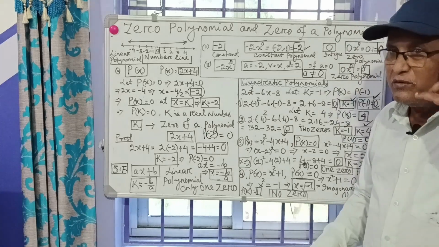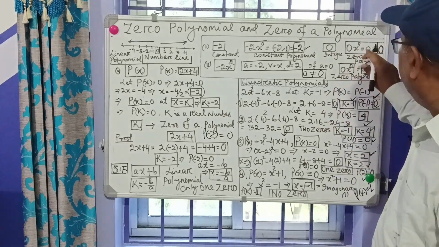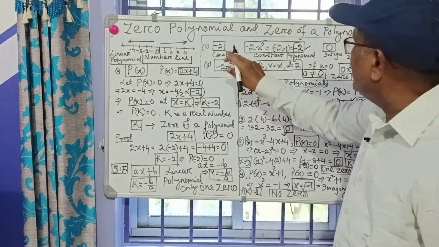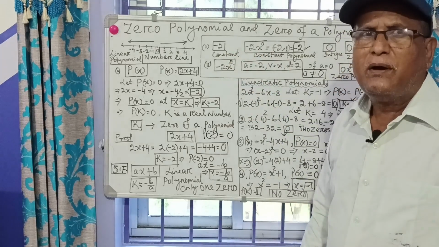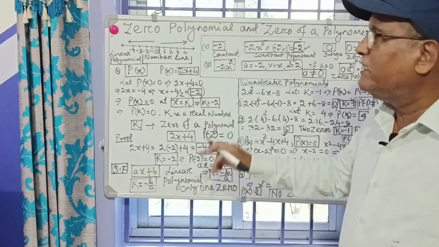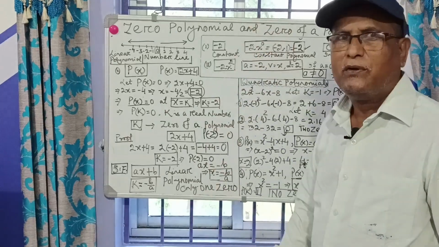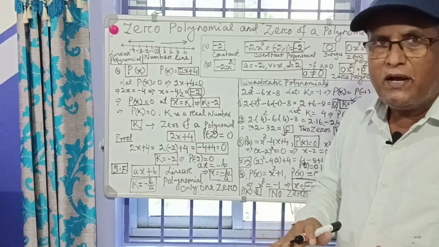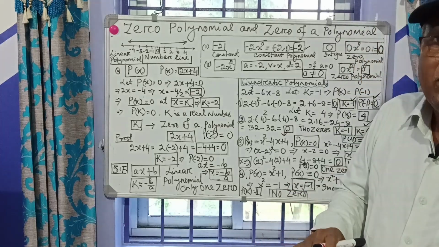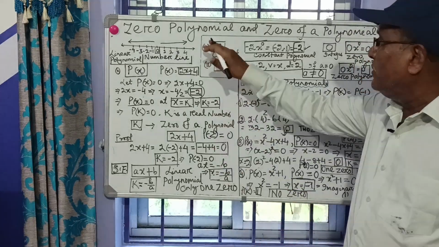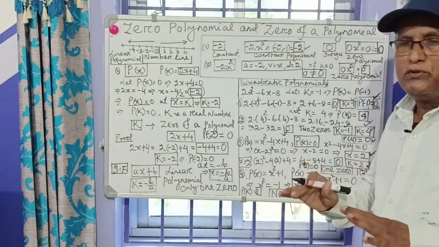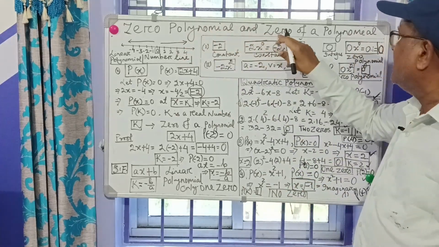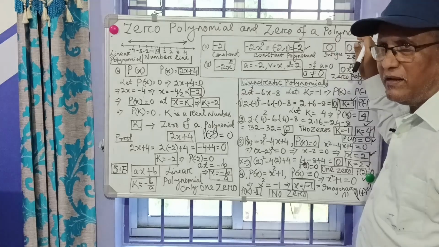But here is a question, a good question. The degree of the zero polynomial is undefined. For the constant polynomial, the degree is always zero. So this question may be asked in the form of assertion and reasoning. Hope you have understood the comparison between zero polynomial and zero of a polynomial.